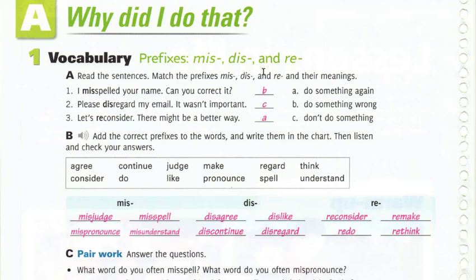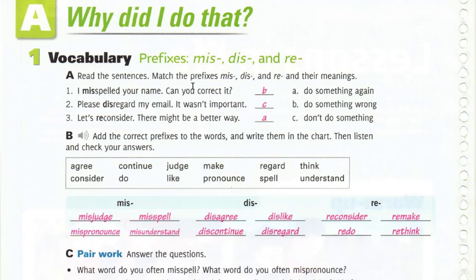Okay, so here we're going to learn the use of miss, dis, and re at the beginning of a word or a verb. And we're going to learn the meaning of each prefix, which is on the right side. You're going to see them in an example. I misspelled your name. Can you correct it? Miss means do something wrong. So I misspelled your name.